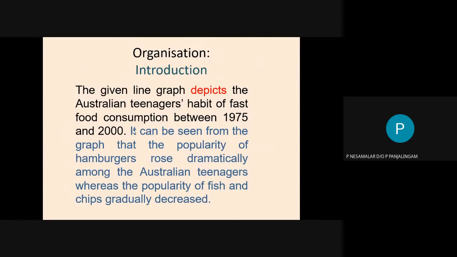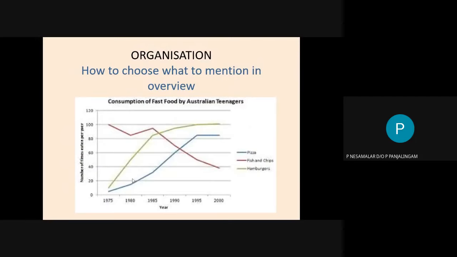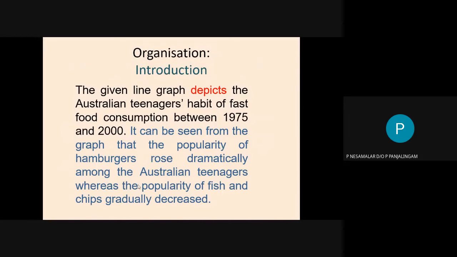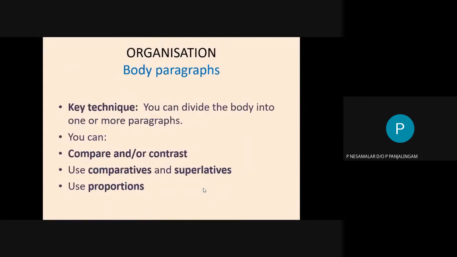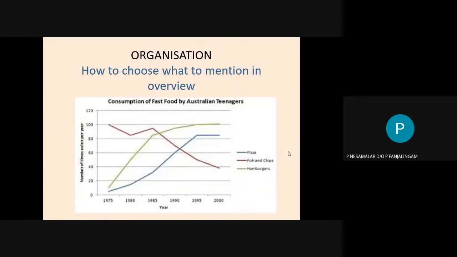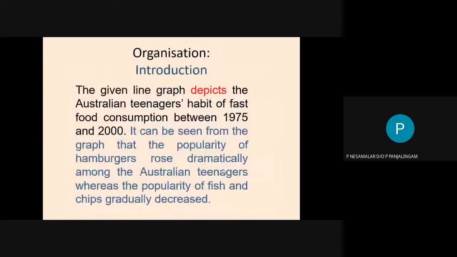Now this is not for IELTS. Remember, for IELTS you have to write a whole paragraph for the overview. So you can see in the chart that the popularity of hamburgers, the green one, rose dramatically, whereas the popularity of fish and chips gradually decreased. Okay, this is on fish and chips, so it decreased. So that's the overview, the general pattern.